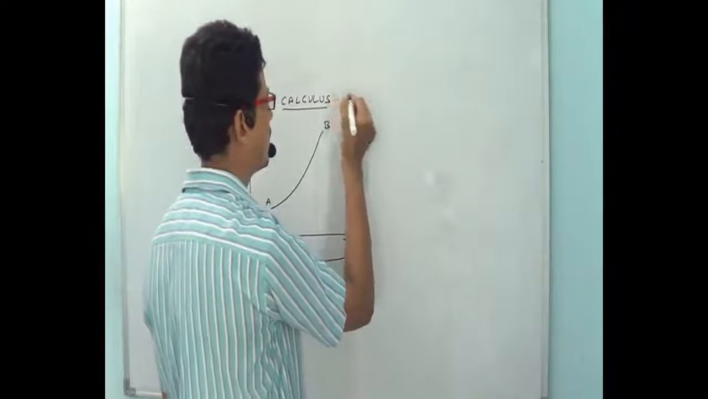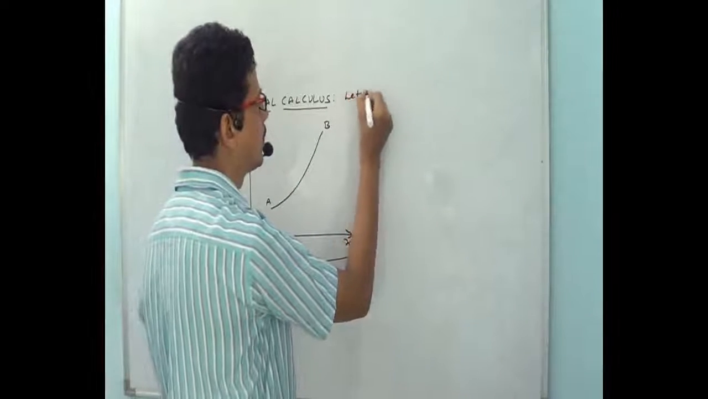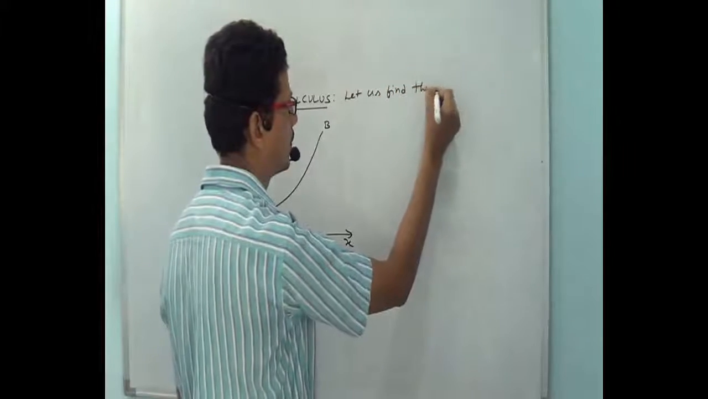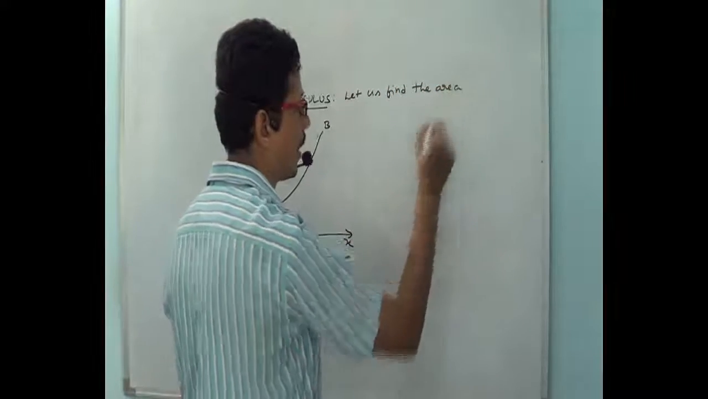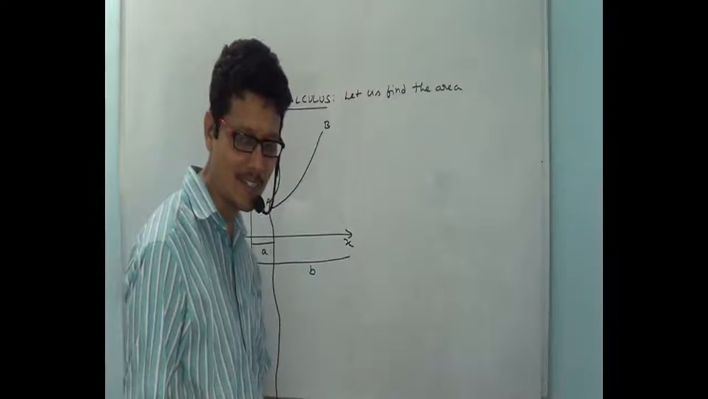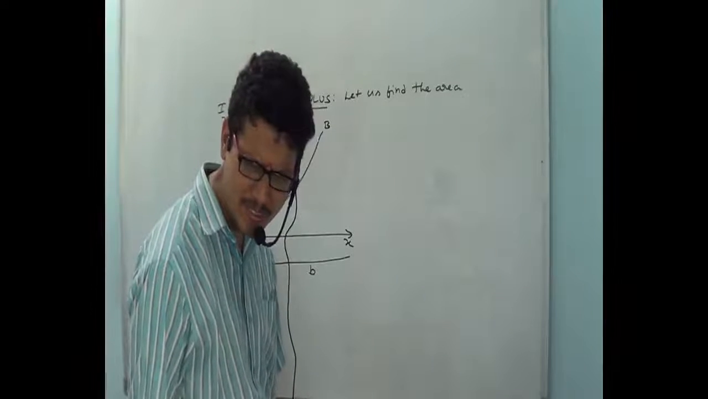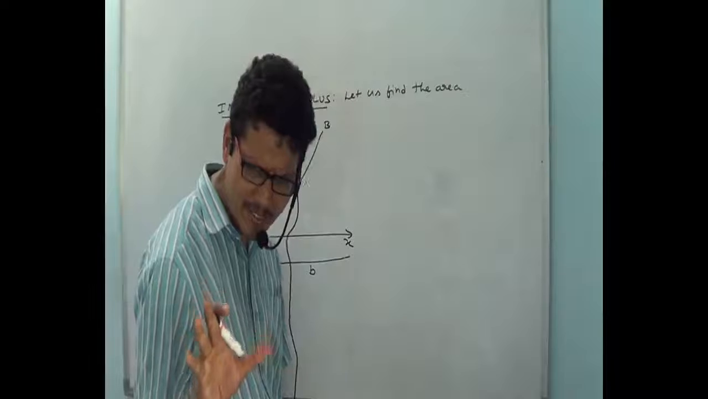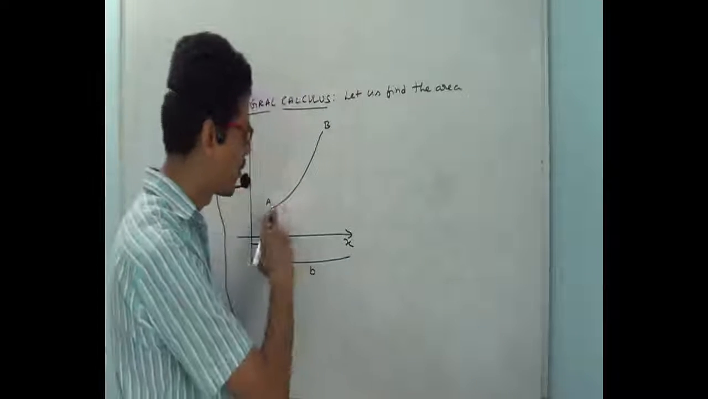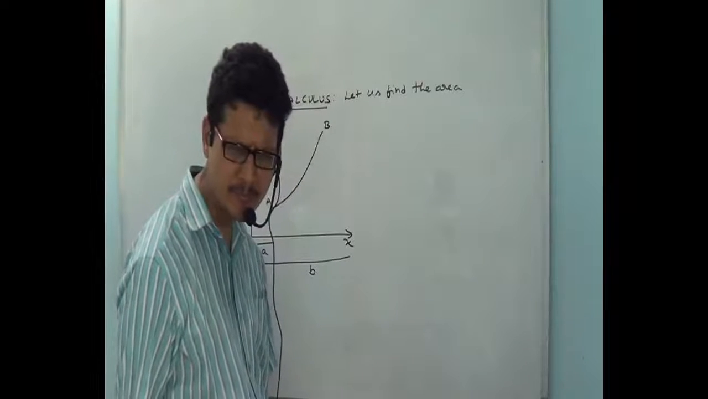Let us pay our interest to find the area under the graph. Ultimately, I will say that by doing integration, we are finding the area under the graph. If I do the integration from here to here, I am just finding the area under the graph.